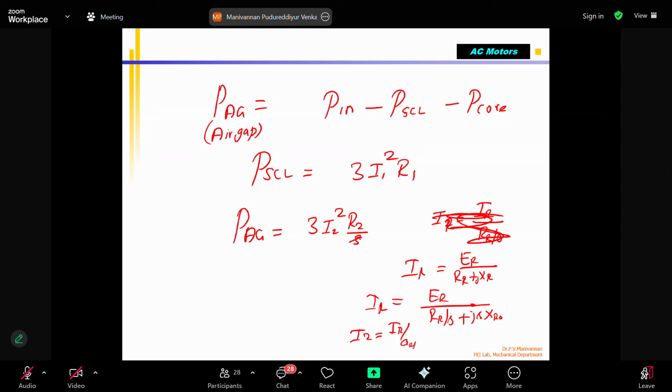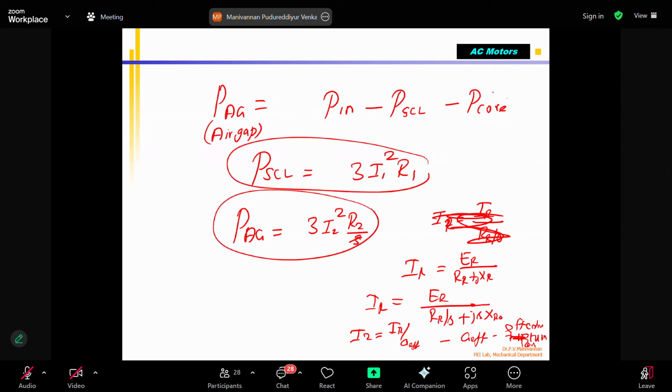A_EF, where A_EF is called the effective turn ratio. Once that is known, then we can tell P_AG equals this formula. P_AG is given like this.